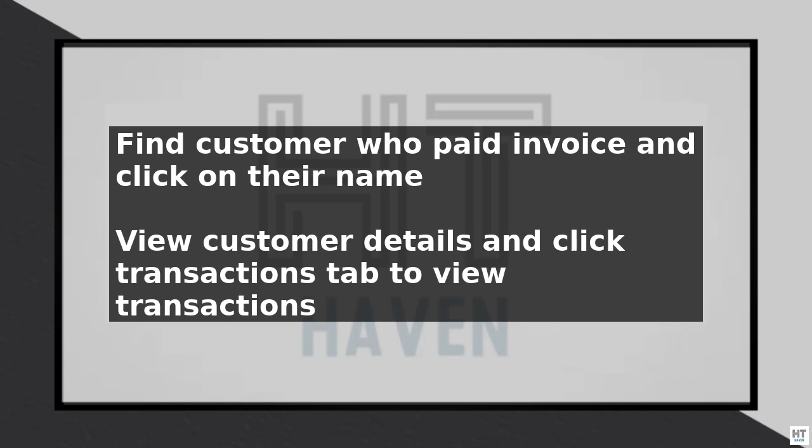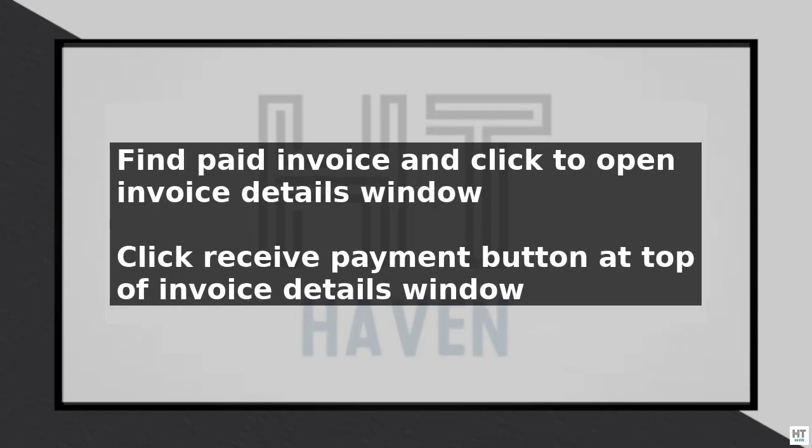In the Receive Payment window, verify that the payment method, date, and amount are correct. Make sure the amount is the same as the payment you received from the customer. If the customer has paid the full amount of the invoice, select the invoice in the Outstanding Transactions section and click on the Apply to Invoices button.